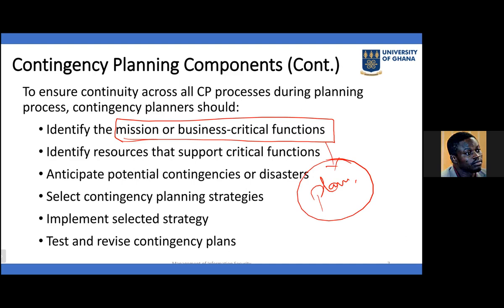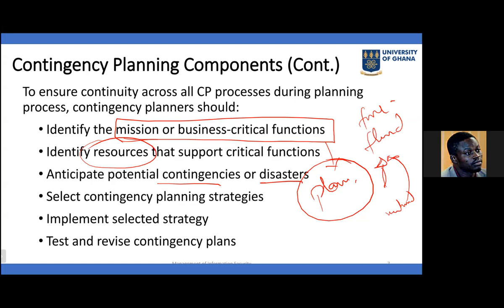So for instance, if you look at our data, our server is a resource that actually supports all the business functions, whether marketing, human resource, IT, and all other departments. So it is very important you also identify those resources that you need to plan for in case there is any disaster. Then you anticipate potential contingencies or disasters. Of course, you need to anticipate that where we are, there can be fire outbreak, there can be flood. There are people who may have interest in our organization and want to intrude in terms of hijacking our data. So you need to anticipate all that so that you can now make a good plan.